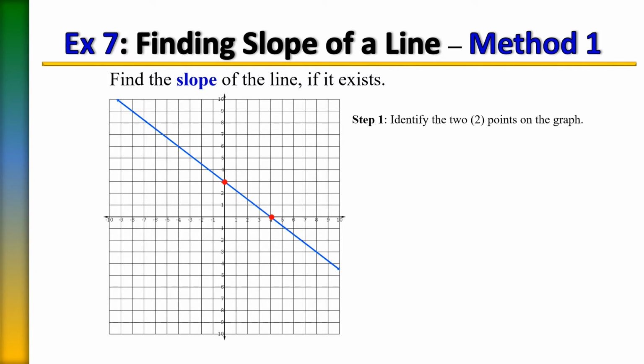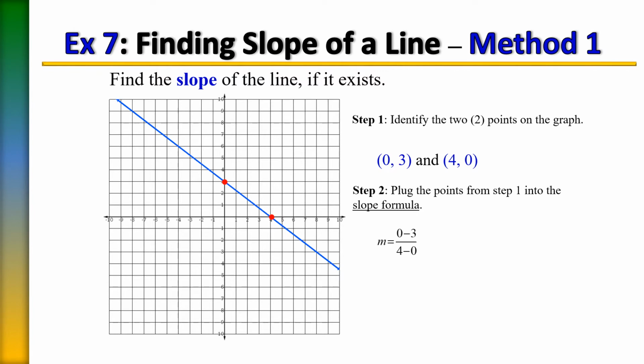Now again, you could have chosen any points. I just decided to use the x and y intercepts there, but the bottom line is take those 2 points and simply plug them into the slope formula. Recall the slope formula is y sub 2 minus y sub 1 over x sub 2 minus x sub 1. In other words, subtract your y values and place them on top. Subtract your x values and place them down below.